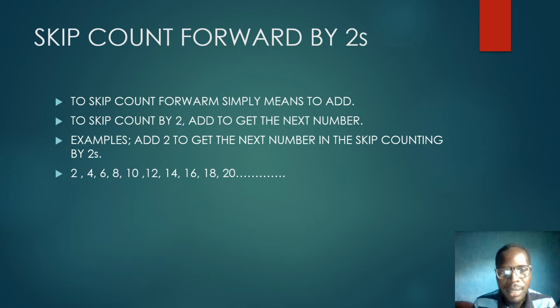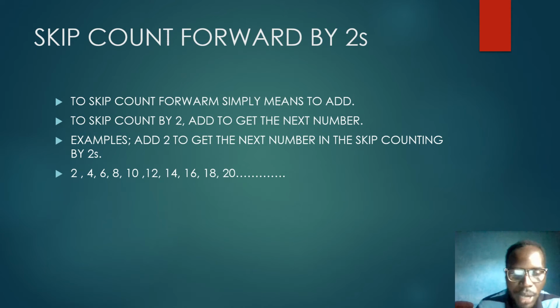So first, to skip count forward, I said it means you are adding up. So to skip count forward simply means to add. Despite any number that you are given, skip count by 2, you add 2 to 2 to 2. If you hear the word forward, it simply means what? Add. And to skip count by 2, add 2 to get the next number.